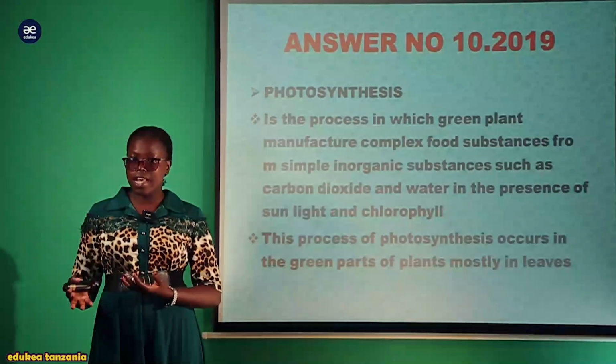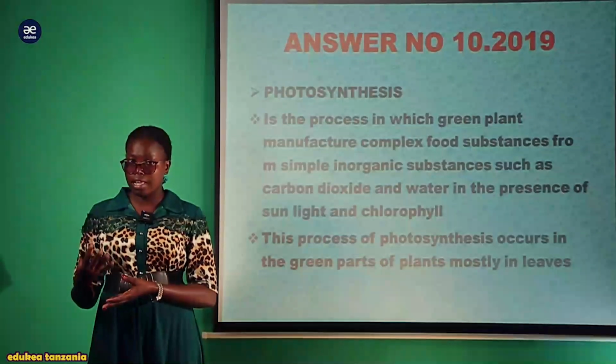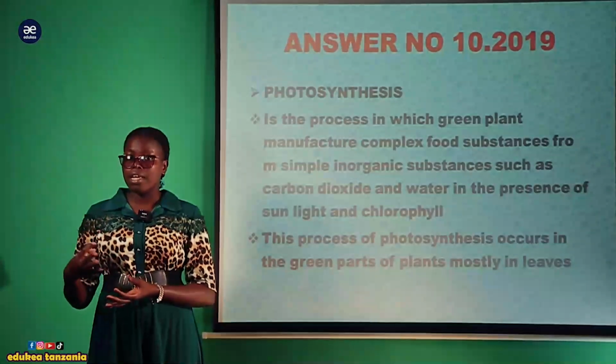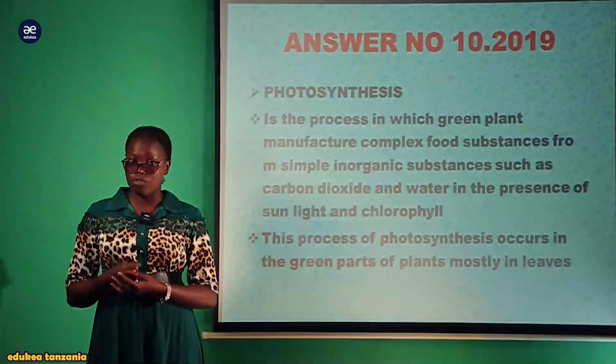So also there are some bacteria. They tend to manufacture their own food using chemicals, and that's why we call it chemosynthesis. All these concepts are found within our lovely topic of nutrition.